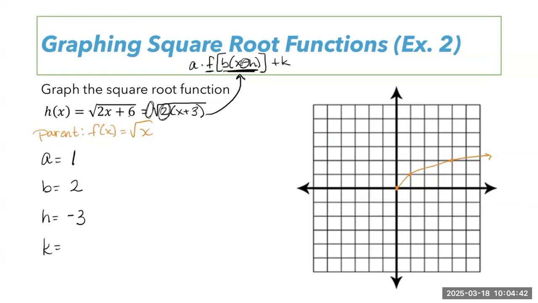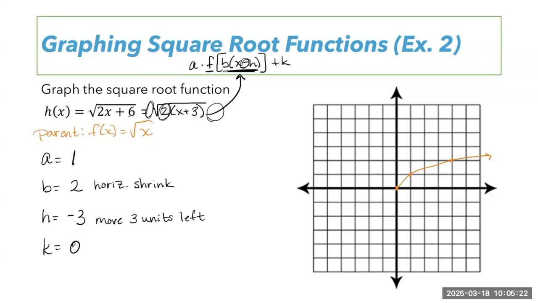And the K value is going to be 0 because I'm not adding or subtracting anything on the outside. So the effects that this will have on my orange graph is that this is going to be a horizontal shrink because it is a value whose absolute value is bigger than 1. And the 3 is going to move my graph 3 units to the left this time because of it being negative.